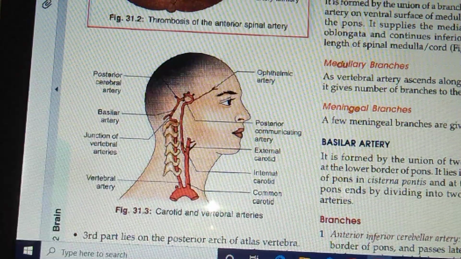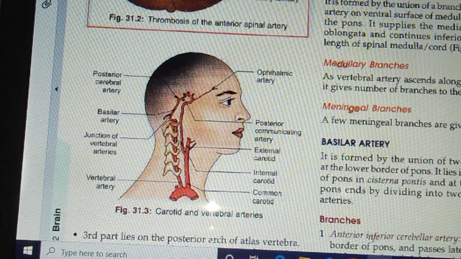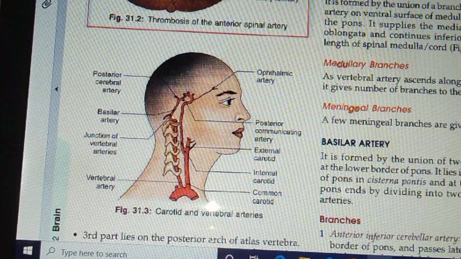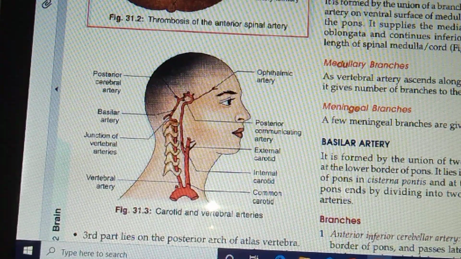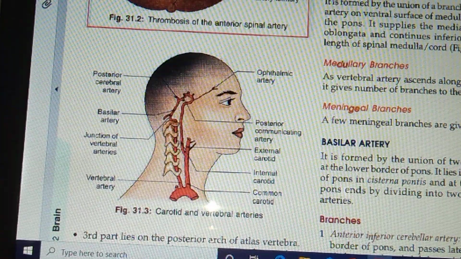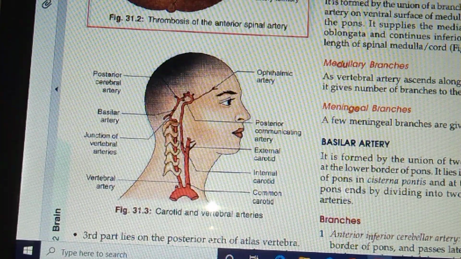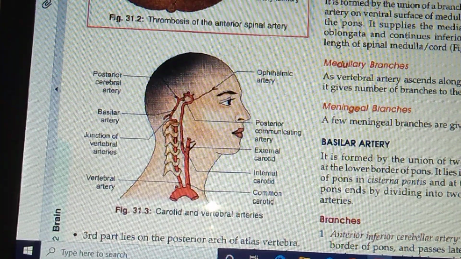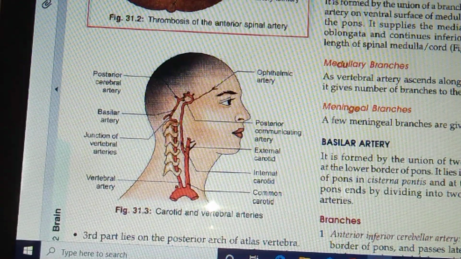Hello everyone. In this video we are going to learn about the arteries of the brain. Two vertebral arteries and two internal carotid arteries carry the total arterial supply to the brain. In this video we will be talking about the vertebral arteries only.